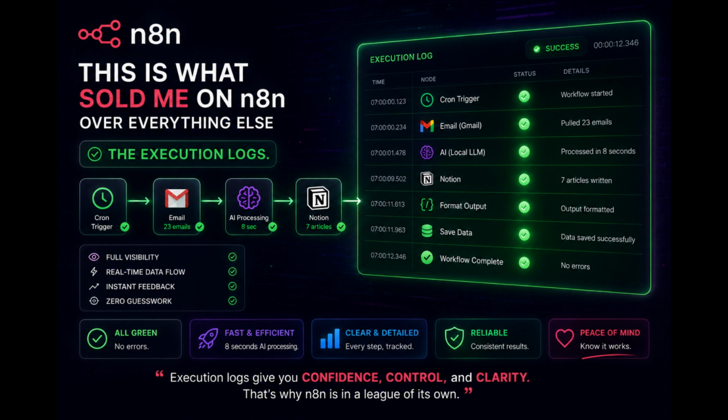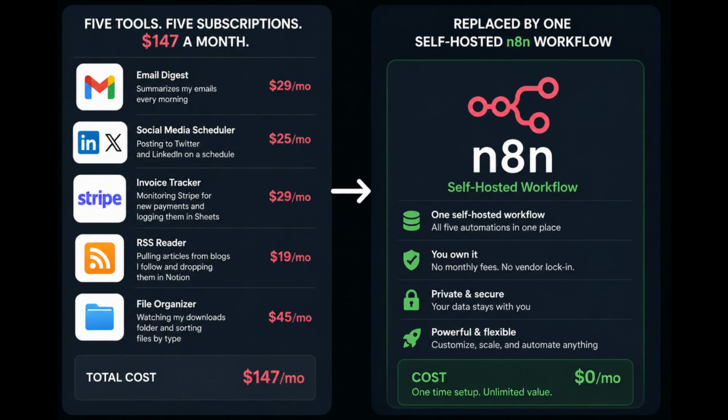So, 5 tools, 5 subscriptions, $147 a month, replaced by one self-hosted n8n workflow that does more, costs nothing, and keeps your data where it belongs, on your machine.